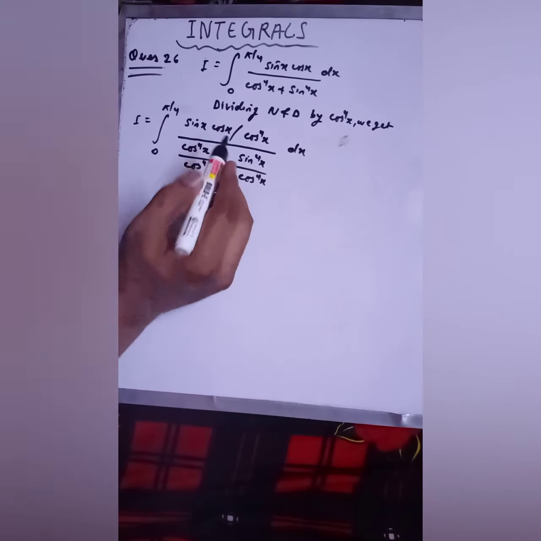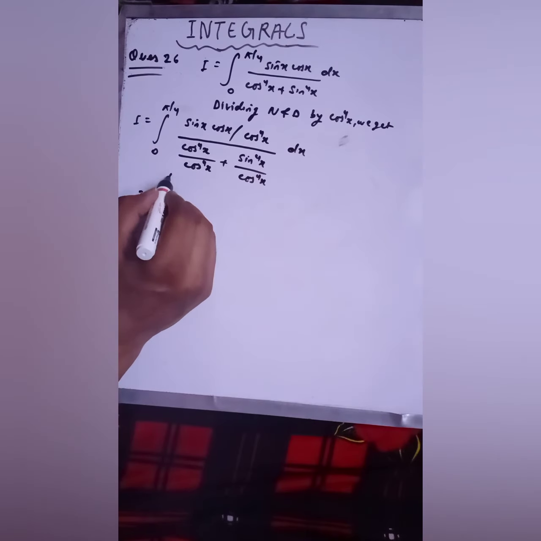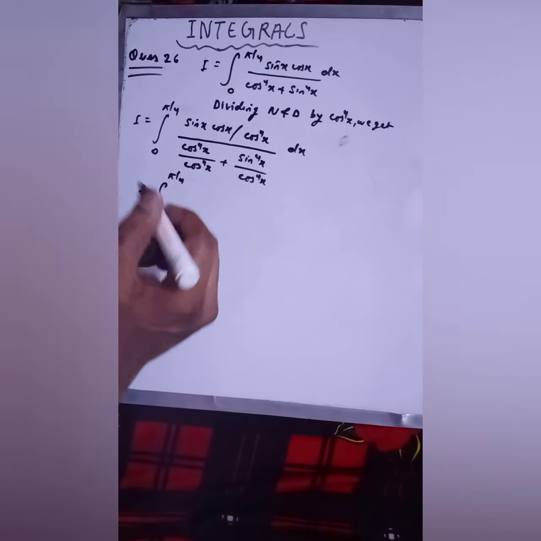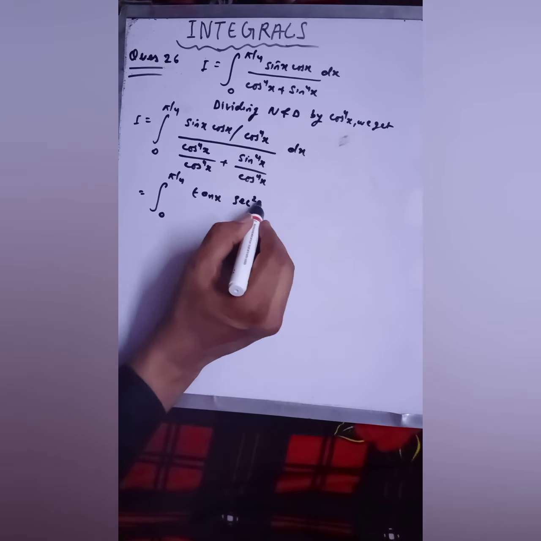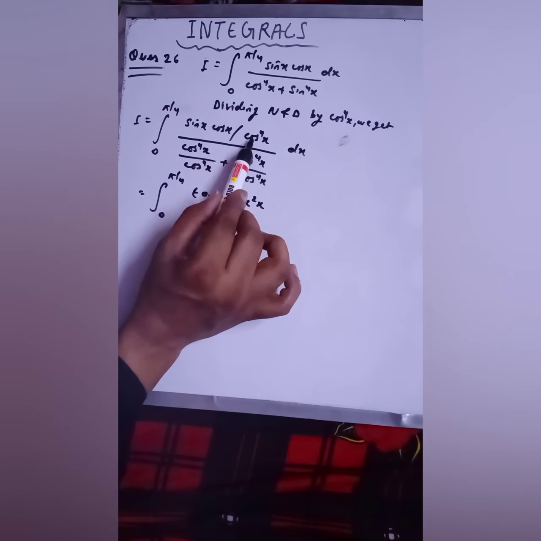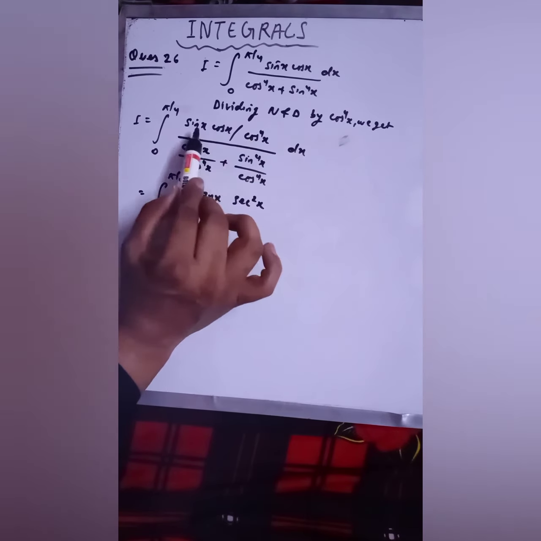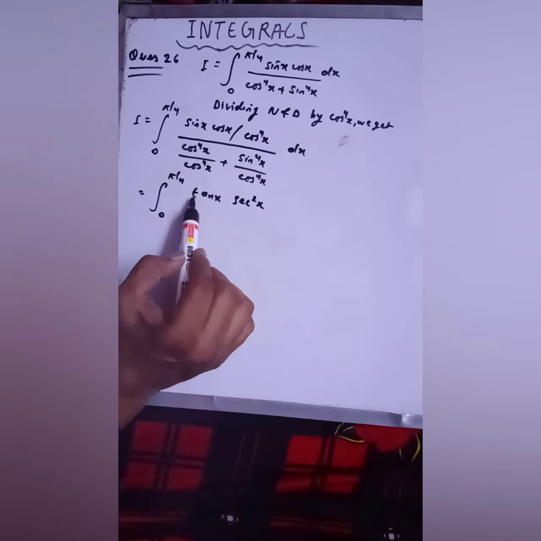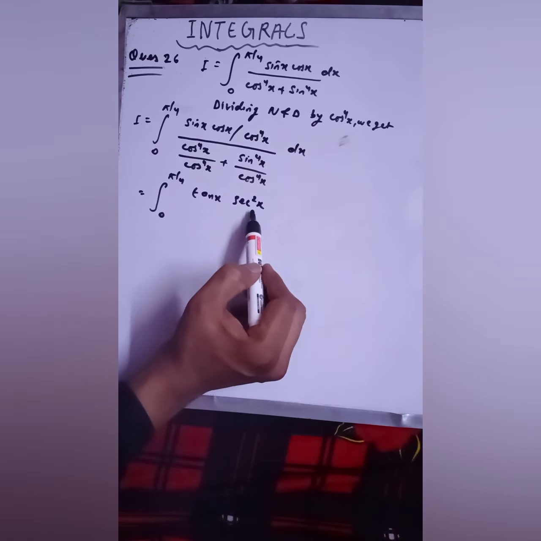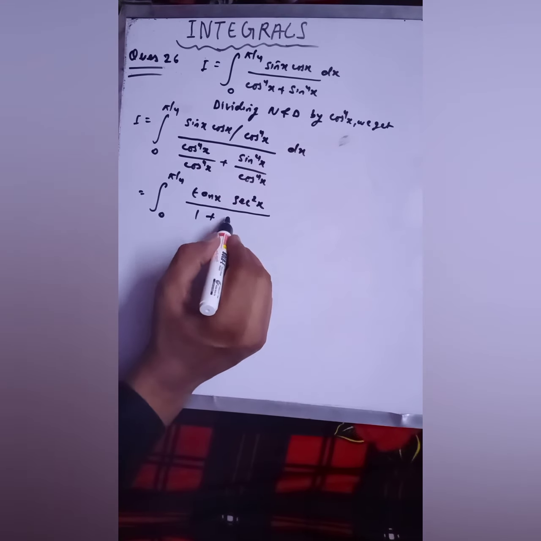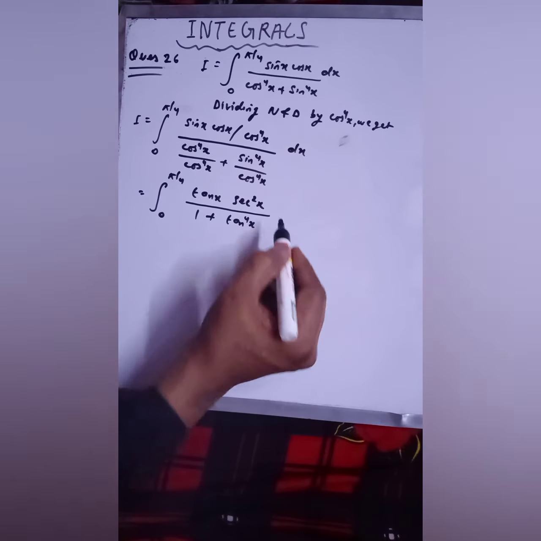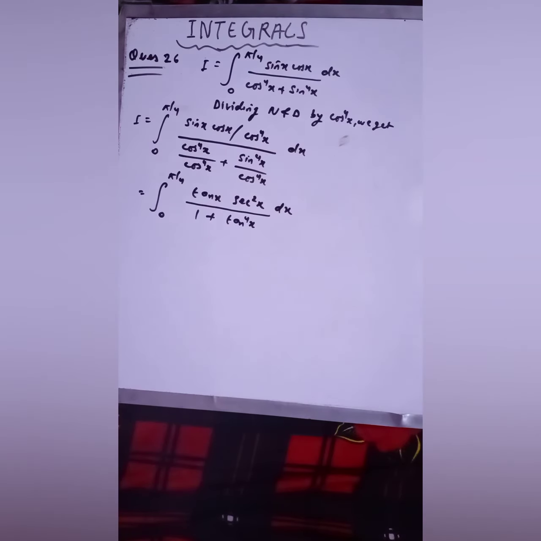So when you divide this, you get the limits 0 to pi by 4. This cos and cos will cancel out, and here you will get tan x and sec square x, because here you will get sin x over cos cube. Once cos x comes in the denominator of sin x, it gives you tan x, and 1 upon cos square x can be written as sec square x, over 1 plus tan 4x, into dx. So this is your I.